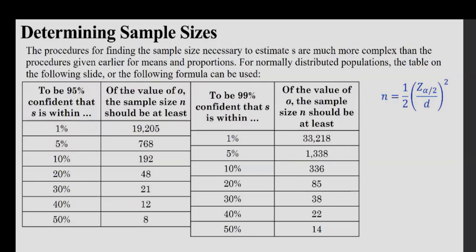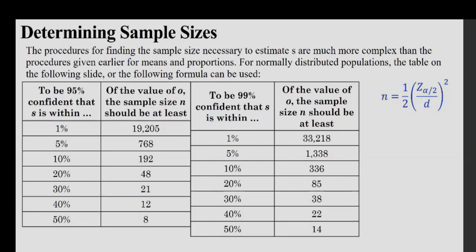Determining sample sizes. The procedures for finding the sample size necessary to estimate sigma are much more complex than the procedures given earlier for means and proportions. For normally distributed populations, the table on the following slide or the following formula can be used. So we have a very complicated process. We're not going to go over that. n is 1/2 times z alpha over 2 over d, quantity squared, but instead a table is used.